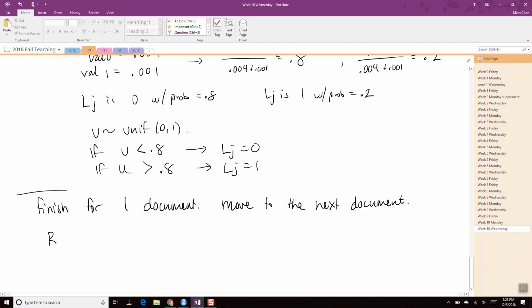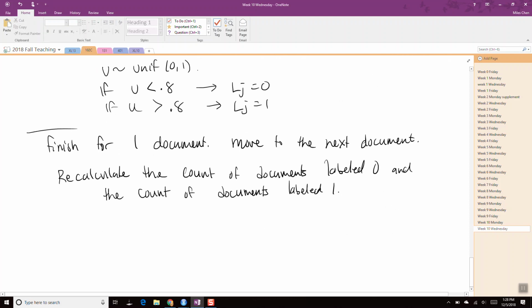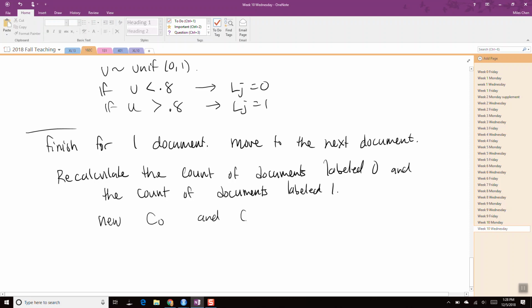And now this requires you must recalculate the count of documents labeled 0 and the count of documents labeled 1. Okay, so you'll complete that, and then you'll have new C0 and C1 values. Is that okay? Each time you update a document, your C0 and your C1 change. If the label of the document changes, then C0 and C1 change. And so the next document that you sample is based on the new counts C0 and C1, and then you keep updating them accordingly.